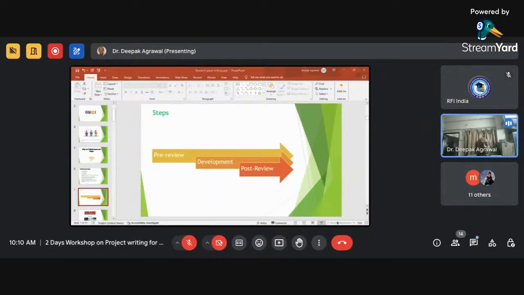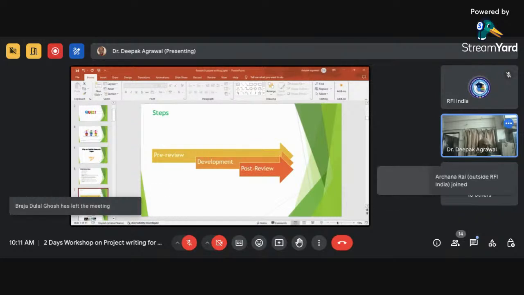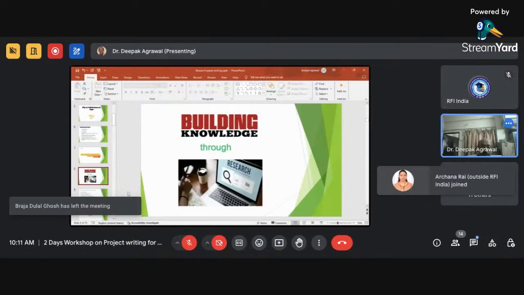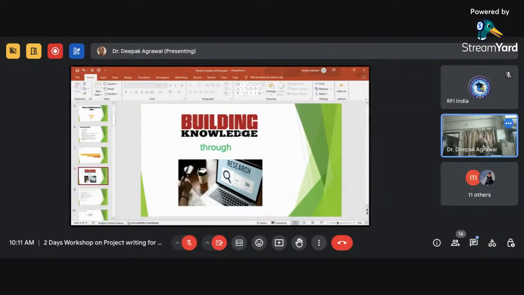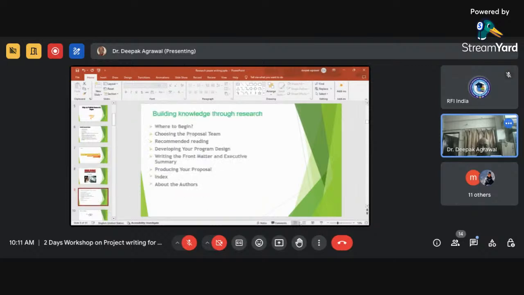Getting the research paper ready can be divided into three broad elements. Number one is the pre-review, that is, the requirements before planning for developing the paper. The second stage is developing the paper, post-review work, and finally submitting it for publication. We can say that building or enhancing knowledge can be done with the help of research.